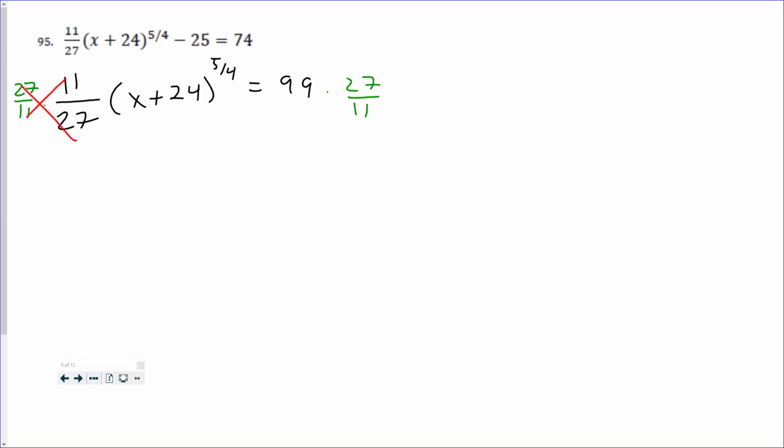So these cancel out. This becomes a 9. Then you have 9 times 27, whatever that is. Well, it's 63, 18, 243. Is that what it is? So x plus 24 to the 5/4 equals, did I say 243? Okay, 243. And then from here, for these types of problems, I'll be really careful with these. I would get rid of these one by one. I would get rid of the 4 first. Actually, before that, I'll change 243. That's 3 to the 4th, I think, right? Find out.